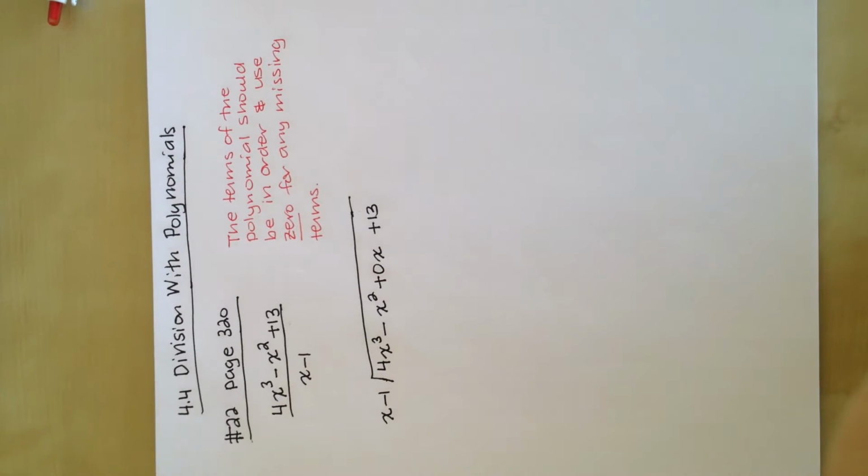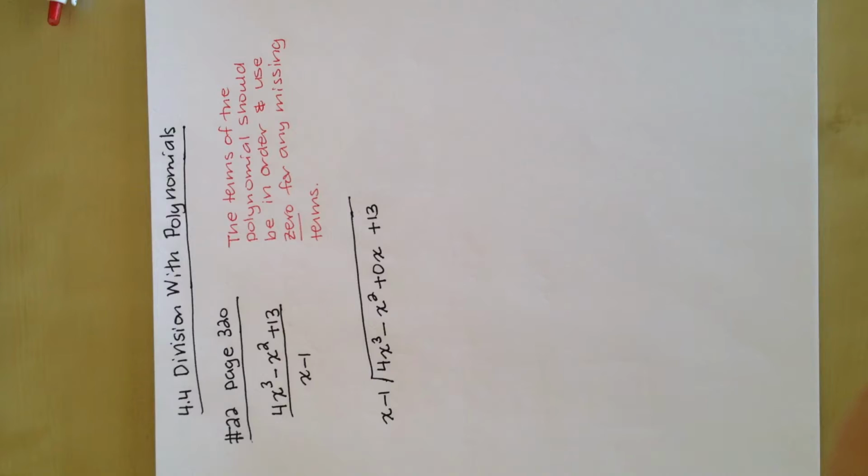For section 4.4, division with polynomials, let's look at number 22 on page 320 in your text as an example. When we look at our problem, in the numerator, 4x cubed minus x squared plus 13, you have to make sure that the terms are in descending order. So always make sure the terms are in order before you start the problem. If the terms are out of order, just rewrite your problem. Also, if you have a missing term, just use 0.